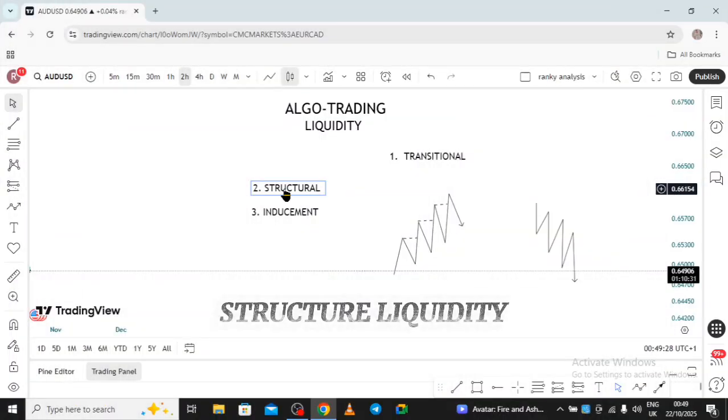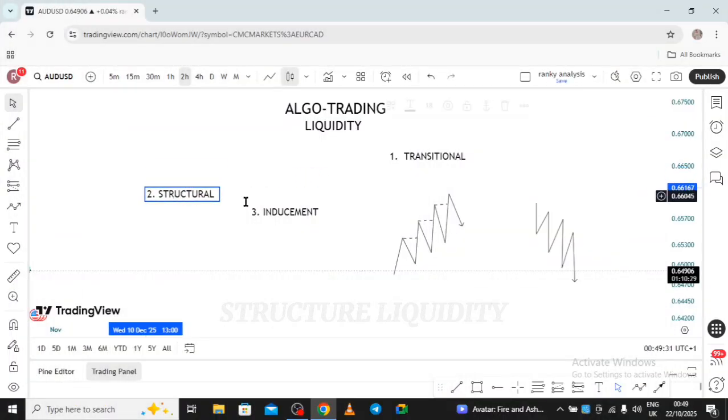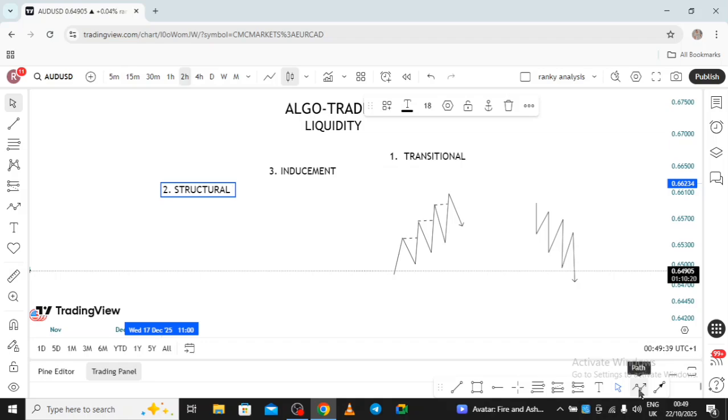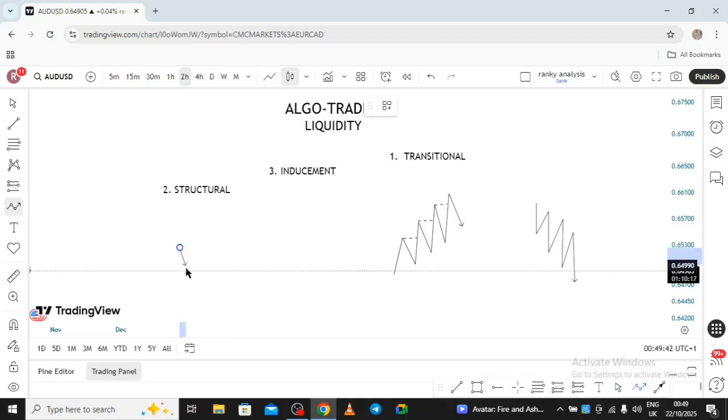Then structural liquidity. Like you all know, I trade the algo market structure, so I always expect there to be a sweep first of all, something like this, a sweep, a break of structure. After this break of structure, I expect the market to give us a pullback. Then I'm expecting another break of structure. So what I'm expecting now is the market should come back and take out this first pullback, then continue buying to the upside.